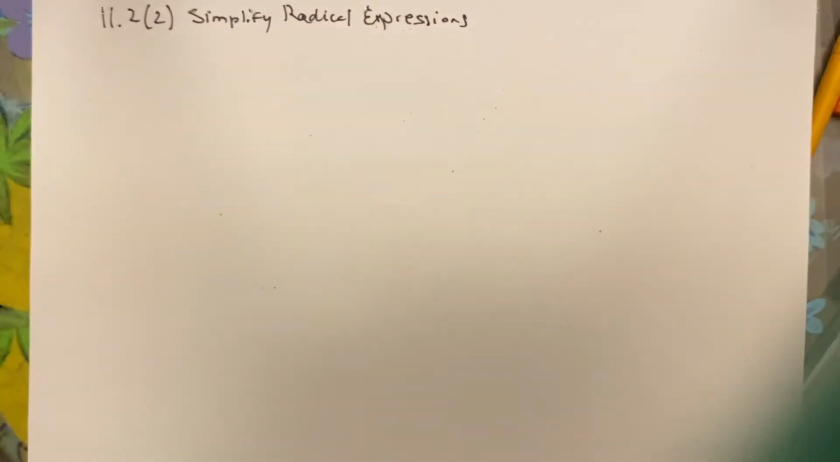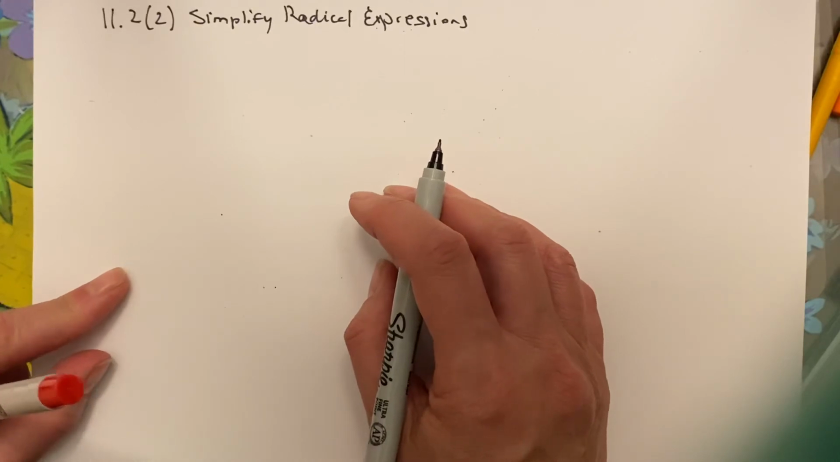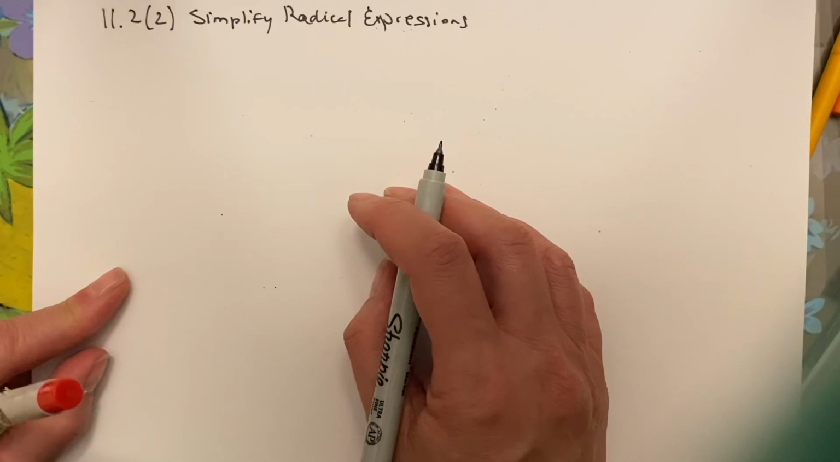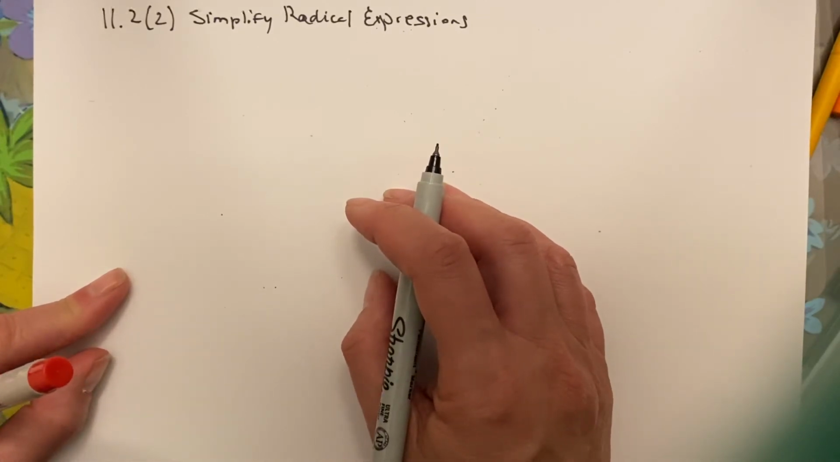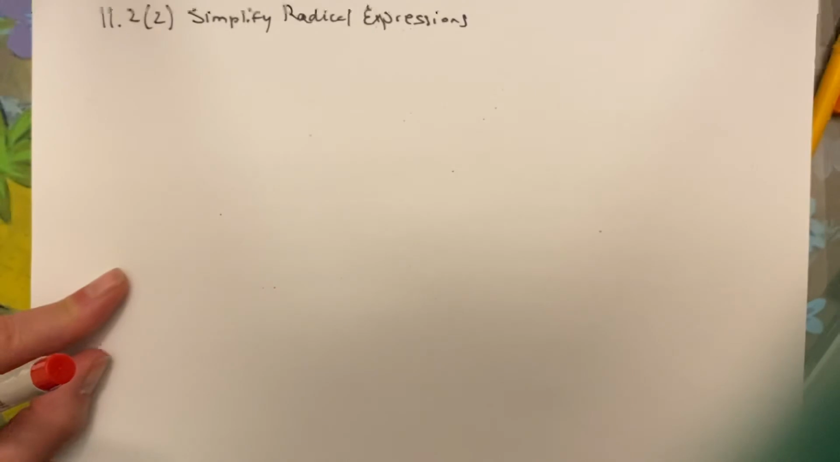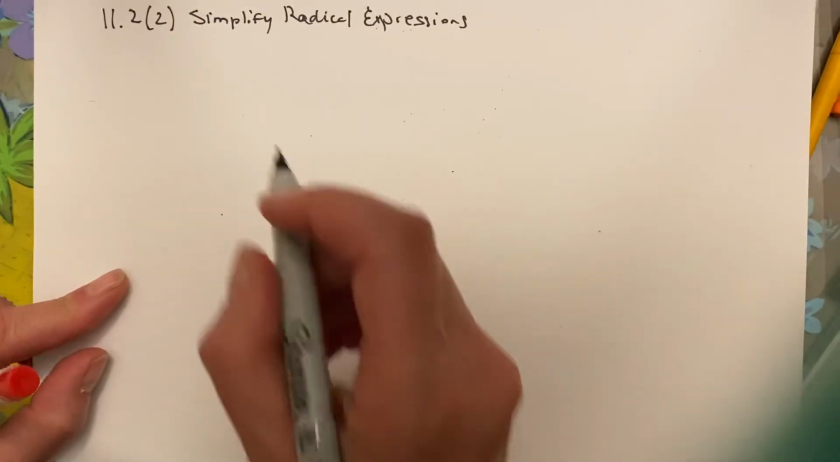Now yesterday we talked about the product property of radicals. How do we multiply square roots? Quotient property of radicals. How do we divide square roots? We learned to rationalize the denominator, aka get rid of the square root in the denominator of a fraction. And today we're going to work on adding and subtracting radicals and then multiplying radical expressions.